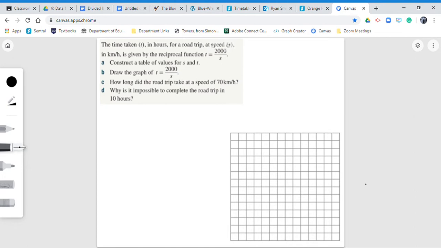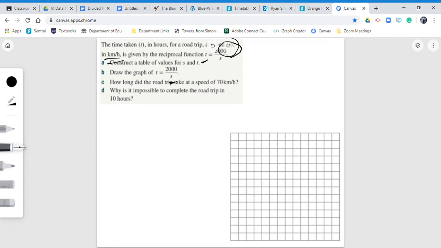It says the time taken in hours for a road trip at speed x, so that's important that our speed is x, in kilometers per hour, is given by the reciprocal function t equals 2000 over s. So we know that the amount of time is t, and we know the speed is s.